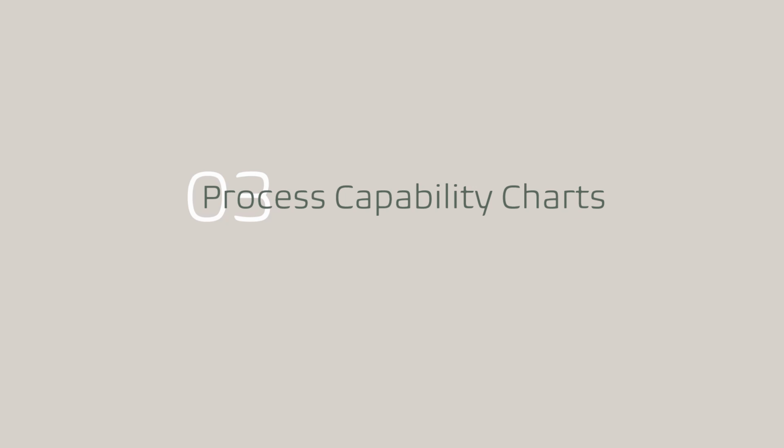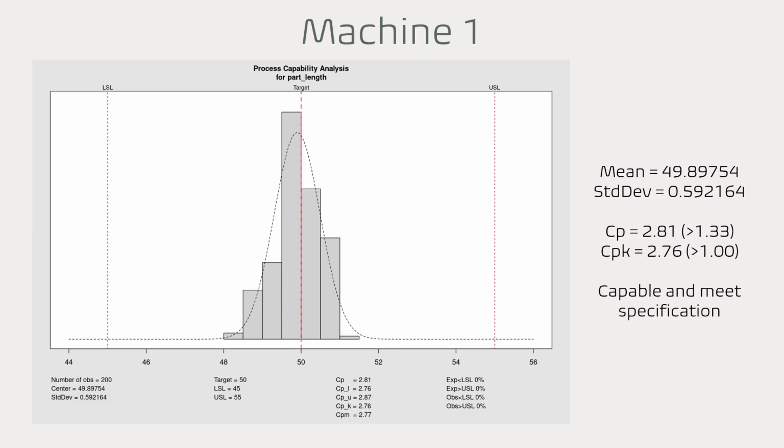Next, we are going to talk about the process capability charts. By referring to the process capability chart for machine 1, the mean is 49.89754 and the standard deviation is 0.592164. The process capability indices CP and CPK for machine 1 are 2.81 and 2.76, which are greater than 1.33 and 1 respectively. Therefore, machine 1 meets the specifications.